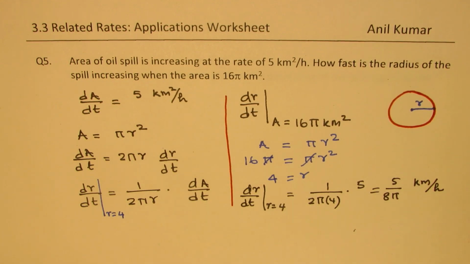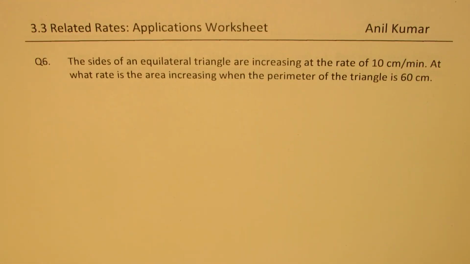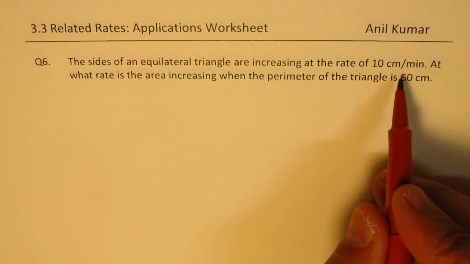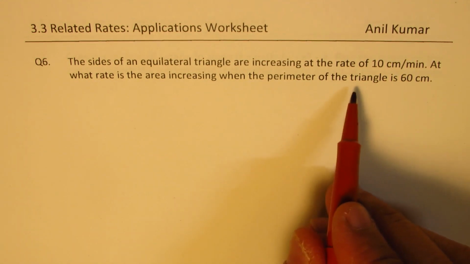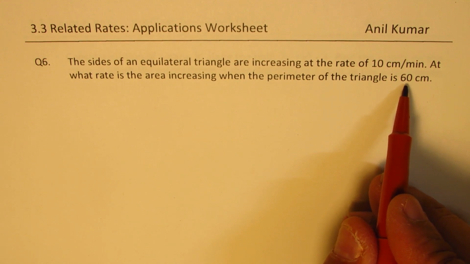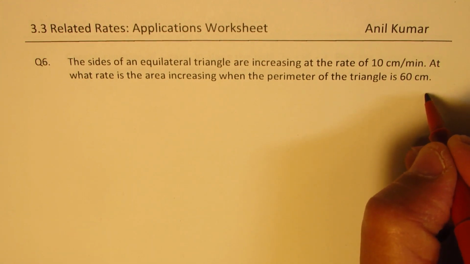Perfect. Okay. Question number 6 here is, the sides of an equilateral triangle are increasing at the rate of 10 centimeters per minute. At what rate is the area increasing when the perimeter of the triangle is 60 centimeters? So we have an equilateral triangle.